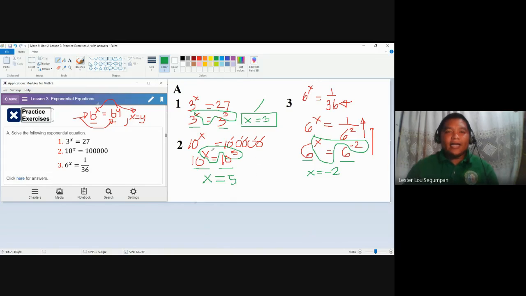So again, the key here is to make the bases similar, to create an opportunity for the bases to become similar. Now, if there are instances wherein you cannot really make the bases similar, that is what I meant about leaving it to higher level mathematics. What we're going to talk about here is the possibility that both sides could become the same bases.